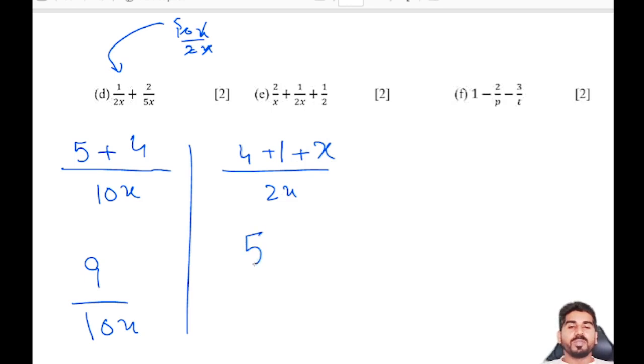4 plus 1, it will be 5 plus x over 2x. This will be the answer in the single fraction and in the simplest form as well.